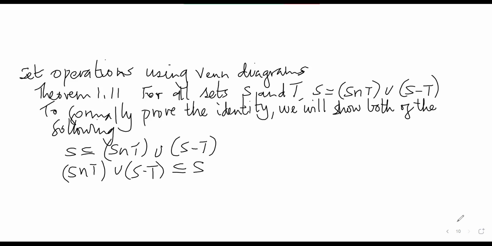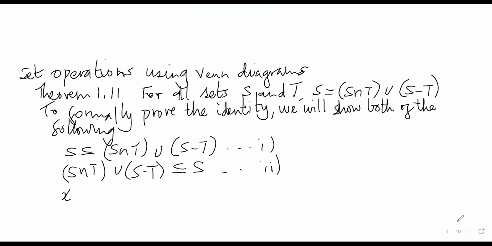Remember, we stated that the two sets can only be equal if S is a subset of S intersection T union S minus T, and S intersection T union S minus T is a subset of S. That is the only way these two sets can be equal. But we want to prove that is true formally. So first of all, we prove the first one, then we prove the second one. I assure you they are not things that should worry you.